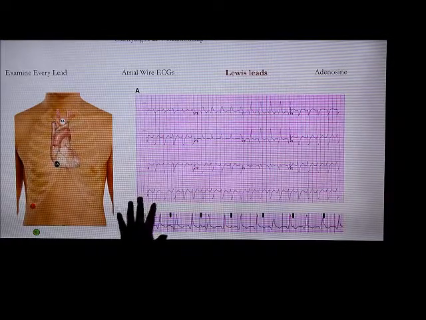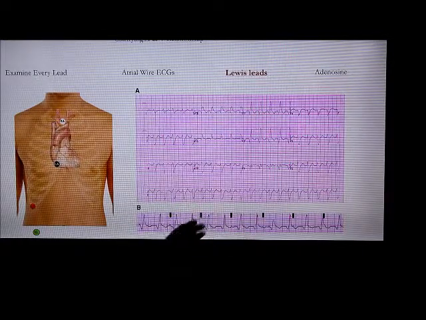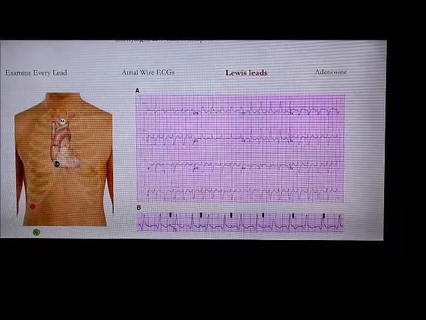So this is the normal ECG done. You don't see P waves, but when you do Lewis leads, you can sometimes see them more clearly. Not a lot of people know how to do that, but just keep in mind it's something that can be helpful for the clinic, for example.